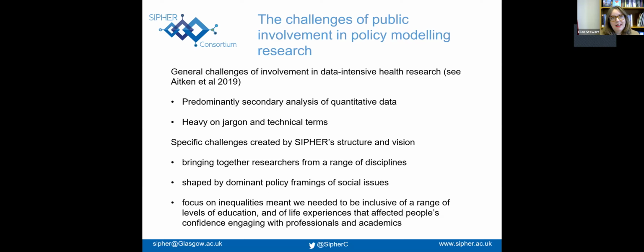And finally, because oftentimes in health research, public and patient involvement groups do wonderful work, but they're often, because of the way they're recruited and supported, they're often highly educated, exceptionally articulate and confident people. Because of the range of inequalities that SIPHER wanted to be modelling, it felt really important that our panels were inclusive of a range of things like levels of education and of life experiences that in some cases meant that people lacked confidence and didn't feel particularly safe in interactions with professionals and with academics. So we had to put a lot more effort into the supportive role of our community panels than we might have done in a differently recruited one.